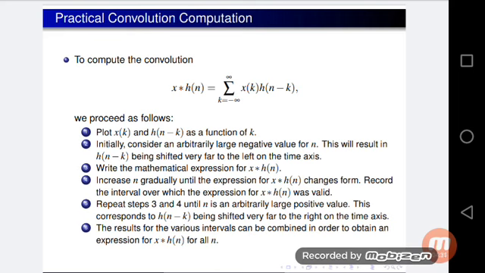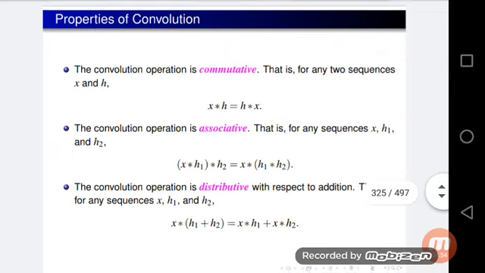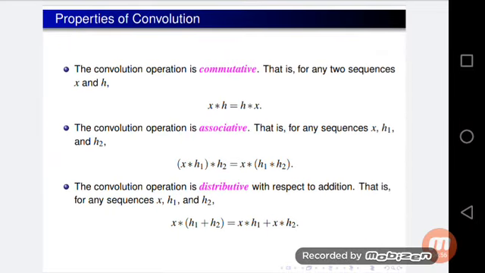Time axis. Write the mathematical expression for h into h of n. So at that time we are using h of x into h of n equal to a summation from minus infinity to infinity of x of k h of n minus k. And coming to the convolution properties.